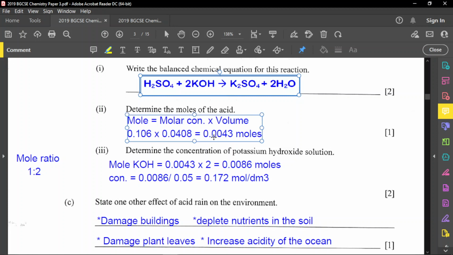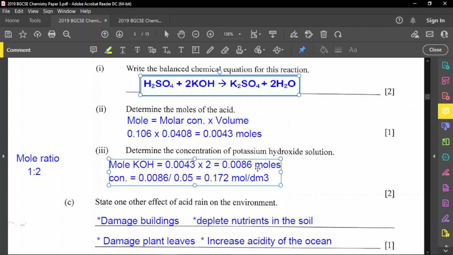And since you know the mole of the acid already, which is 0.043, then what we need to do here now is to multiply the mole of the acid by 2 to get the mole of the potassium hydroxide. And so therefore we have 0.043 multiplied by 2 to give us 0.086 moles of potassium hydroxide.